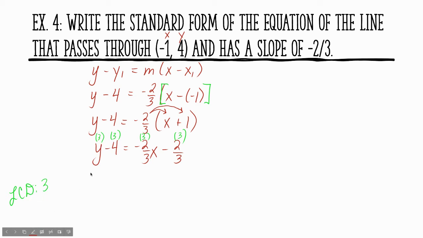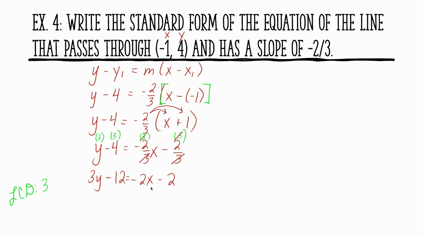So this becomes 3y. 3 times negative 4 is 12. This cancels, and this becomes negative 2x. When you multiply these, 3/1 times negative 2/3, that cancels, and you're left with negative 2. Oops, I forgot to put the equals here. Okay, so we have 3y minus 12 equals negative 2x minus 2.